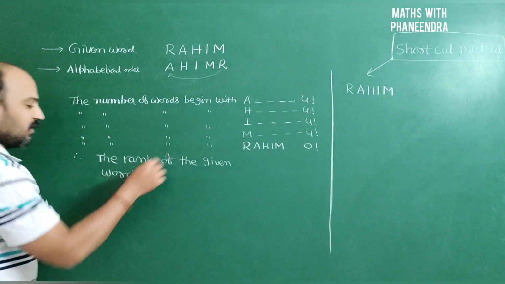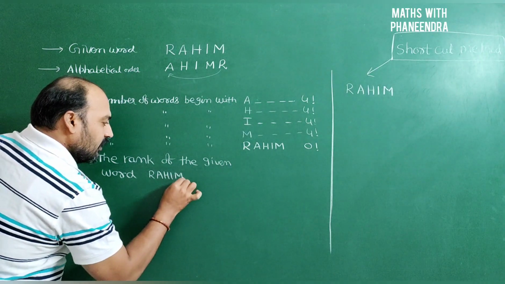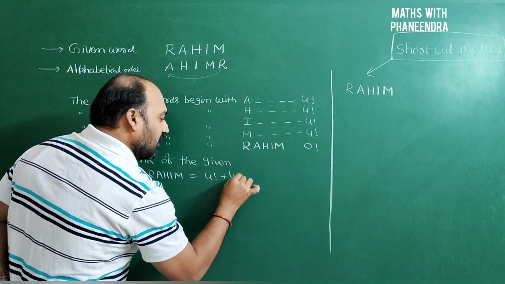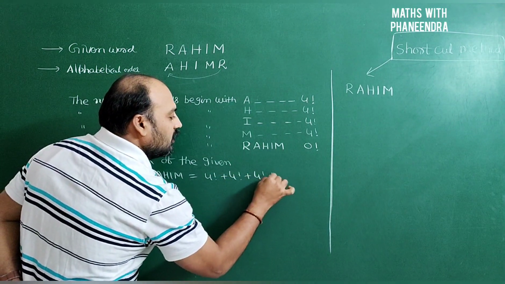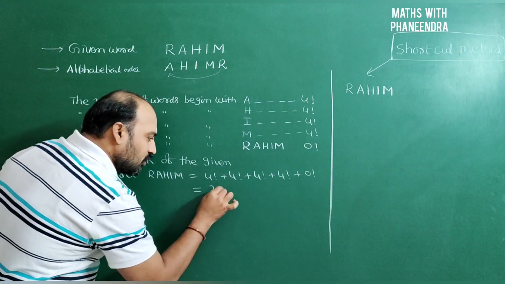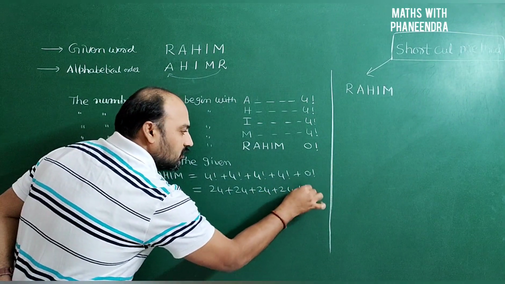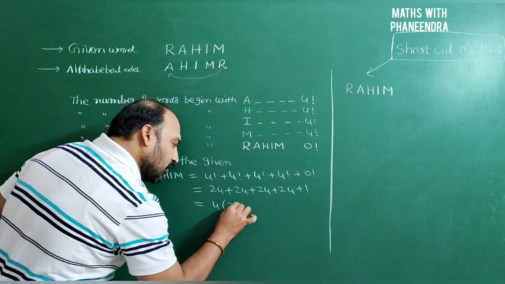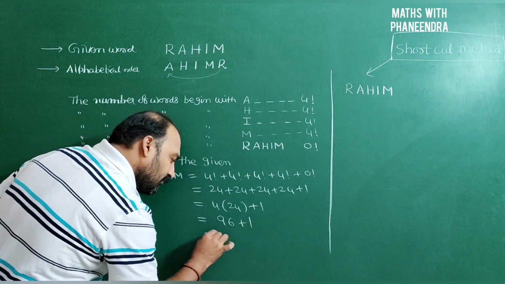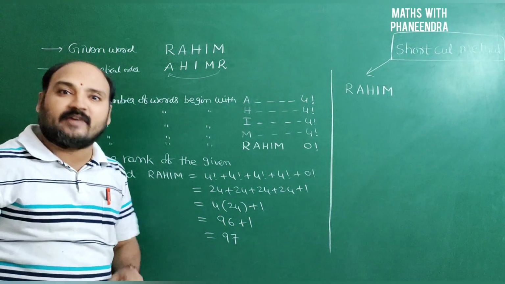So the rank of the given word Rahim is equal to 4 factorial plus 4 factorial plus 4 factorial plus 4 factorial plus 0 factorial. So 4 factorial means 24 plus 24 plus 24 plus 24 plus 1. So 4 into 24 plus 0 factorial, which means 1. So 96 plus 1, 97. So the rank of the word Rahim is 97.